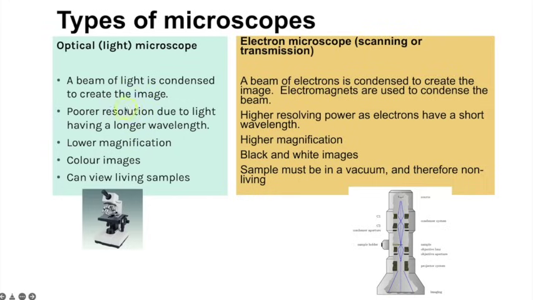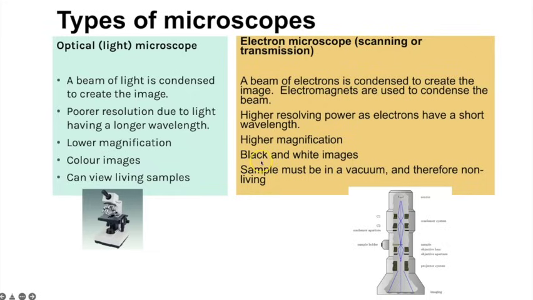The optical microscope has a poorer resolution due to the fact that light has a longer wavelength. So that means that electron microscopes, because electrons have a shorter wavelength, have a much higher resolving power. There's also a lower magnification for the optical, higher for the electron microscopes. You can have colour images though, and you can view living samples with the optical microscopes. So those are two big advantages.